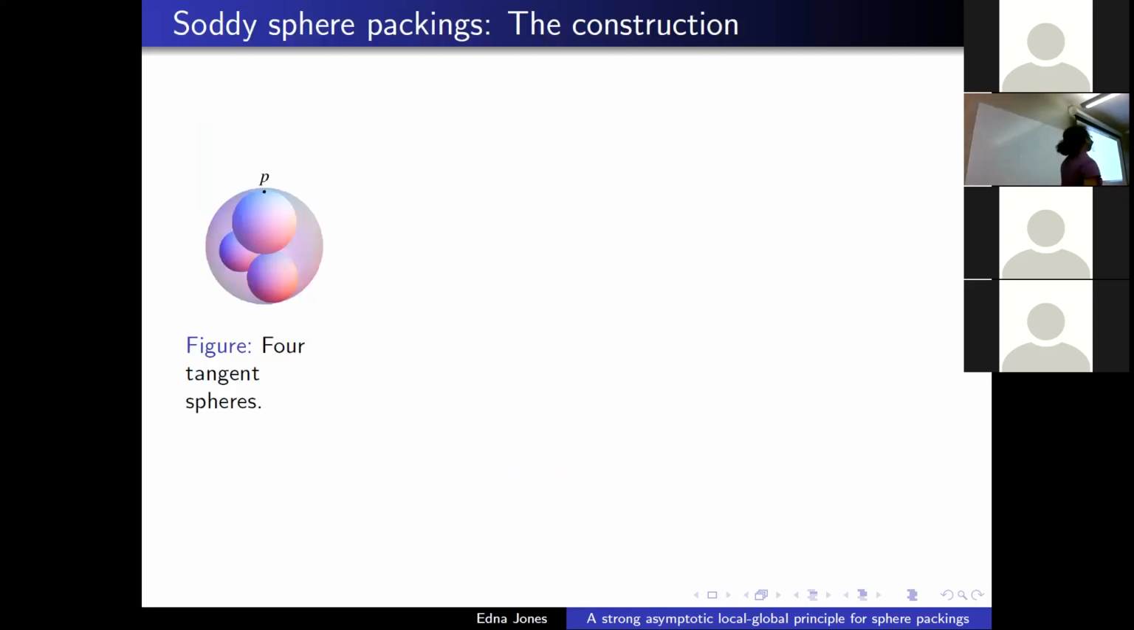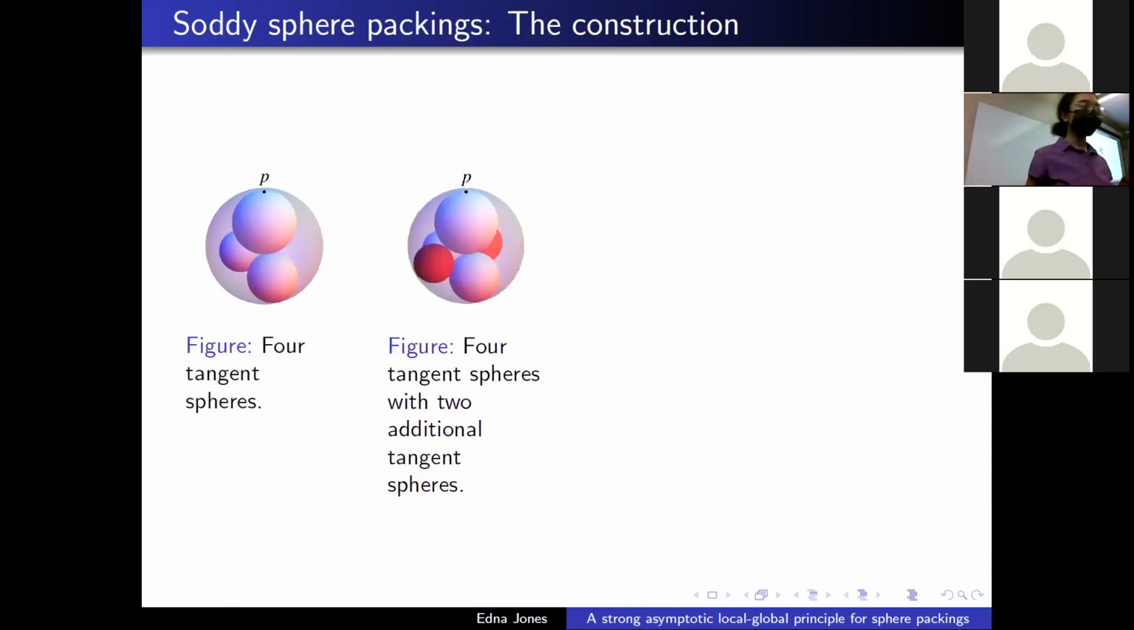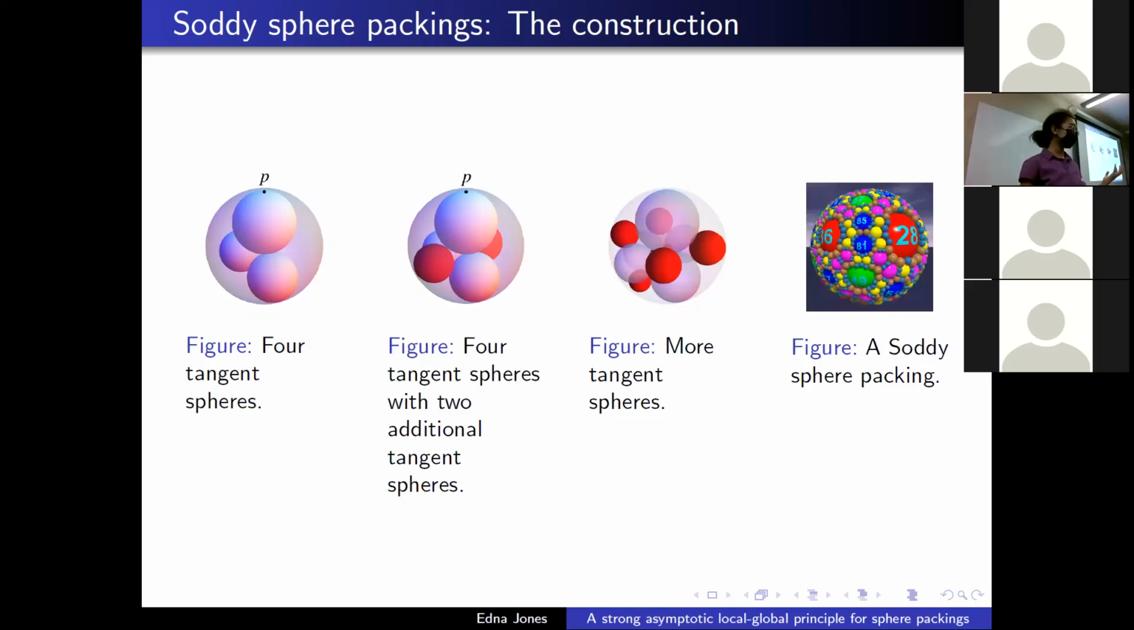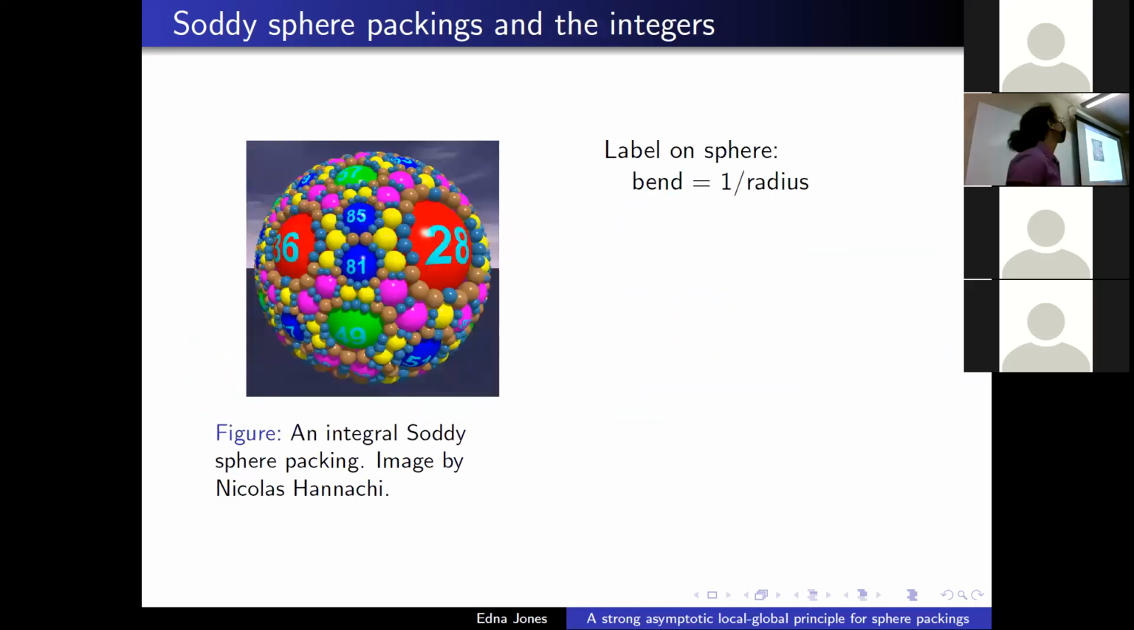With the Soddy sphere packing, we begin with 4 mutually tangent spheres. And then we put in more spheres that are tangent to the initial 4. And then in each space that you see there, we put in another sphere. And we keep on doing this over and over again until we get a Soddy sphere packing. If you look at this picture, you'll notice a bunch of numbers on the spheres. The label on each sphere is the bend, which is 1 over the radius of that sphere.